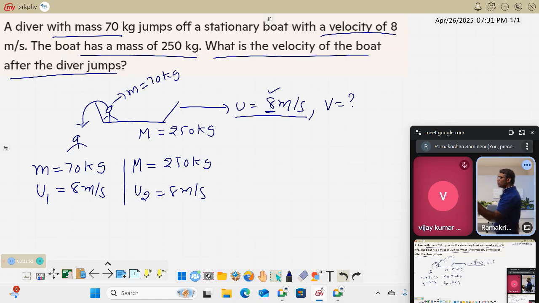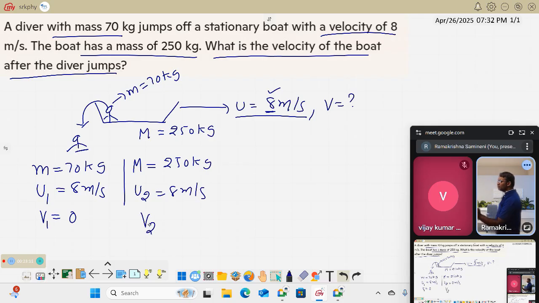Both are moving together. But after the person jumps, what is the velocity? Finally, you'll take it as 0. v1 is equal to 0 because they did not give the value. So he is not in the consideration of speed. He is not at all related to the boat's motion. So that's why you have to take v1 as 0.